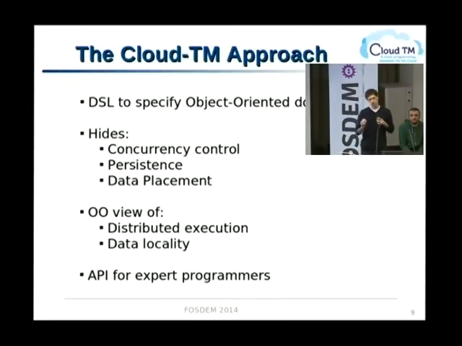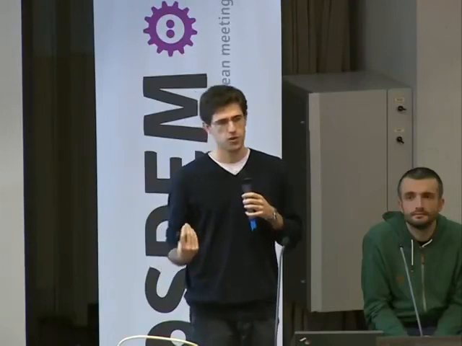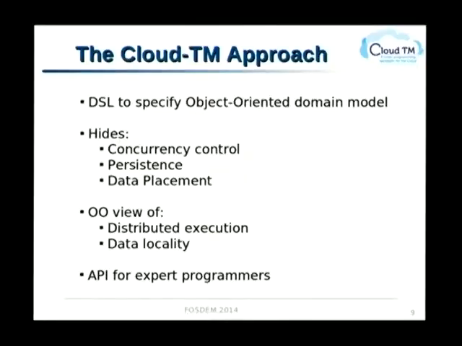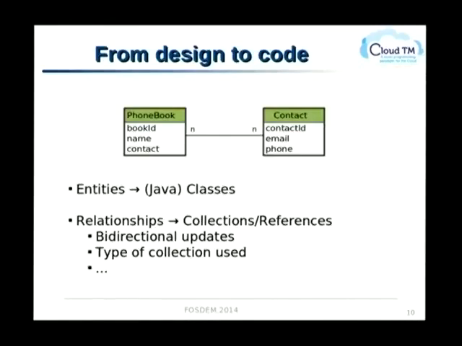And the approach that we take starts from a very key point, which is that you specify the domain of your application in a domain-specific language. And all of this in an object-oriented way. And through this, we will hide from you concurrency control, persistence, and data placement in your distributed system. For some things, we might still need your help as a developer, and for that, we give you APIs in an object-oriented manner, for which you can do distributed execution of code and ensure data locality. And then we still have some things only for expert programmers if they want to go there.